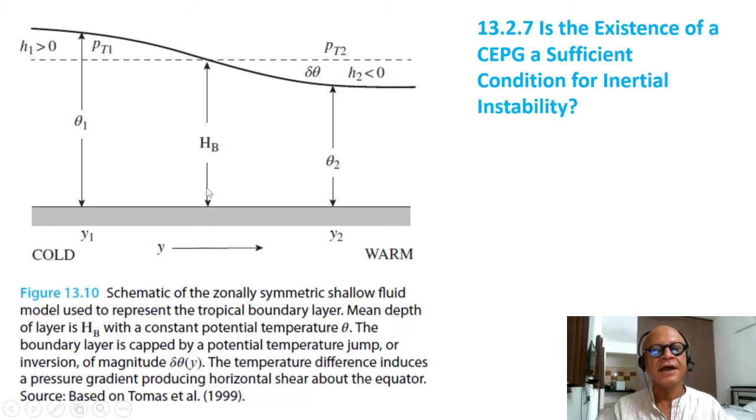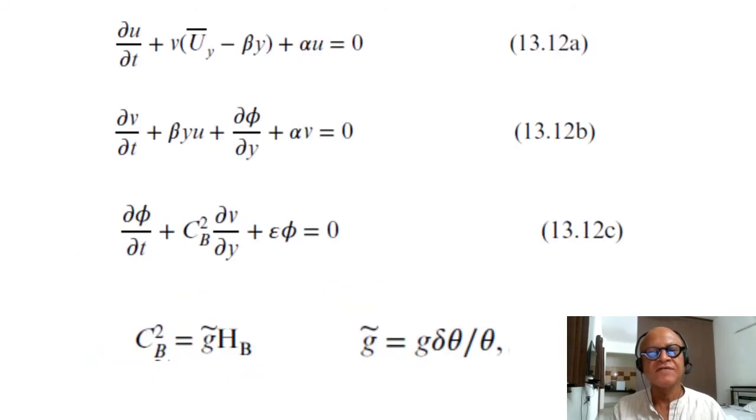It has an average height of h beta, which is shown here, and there is a jump of delta theta across the boundary layer, which has this tilt. So there is h1 greater than 0 above the average height and h2 less than 0. You have theta 1 on this side and theta 2 on this side because of this jump, and you have a pressure gradient, pressure T1 and pressure T2, set up here, which gives us the cross-equatorial pressure gradient. We are looking at the cold to warm meridional direction here. So the temperature difference is going to drive the pressure gradient.